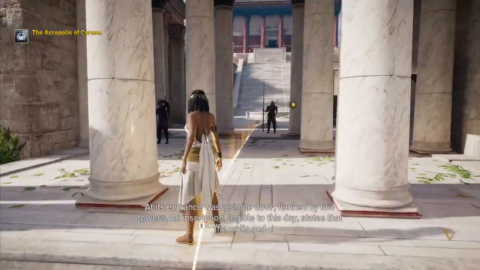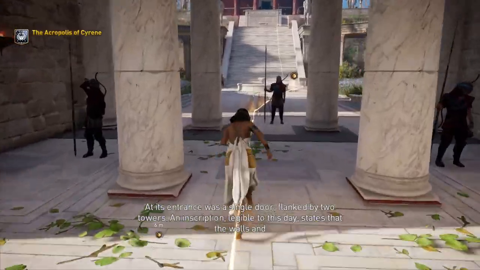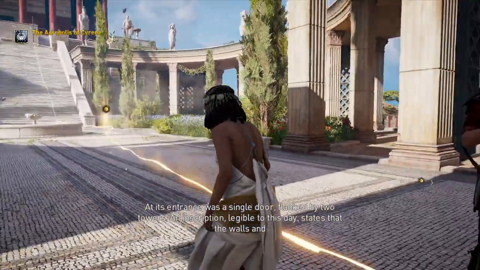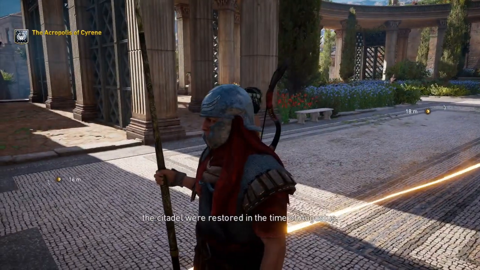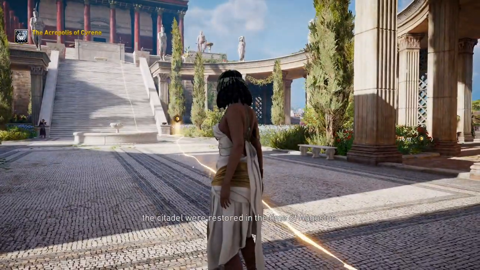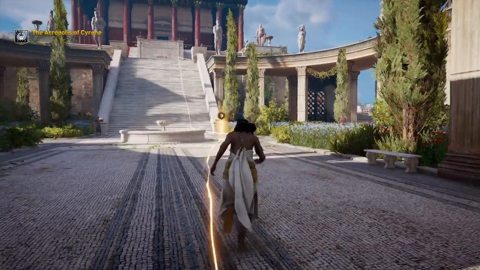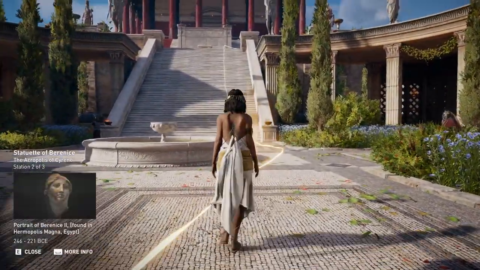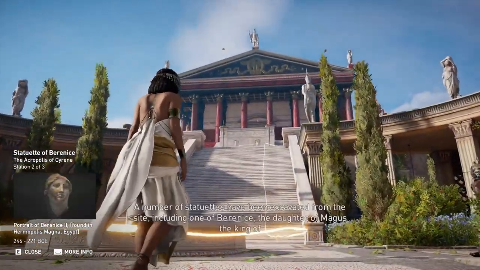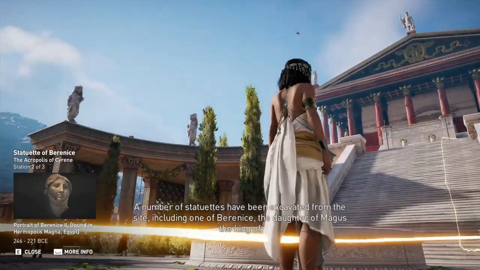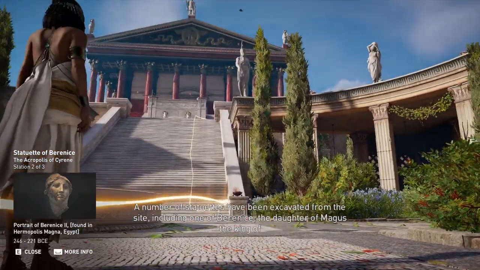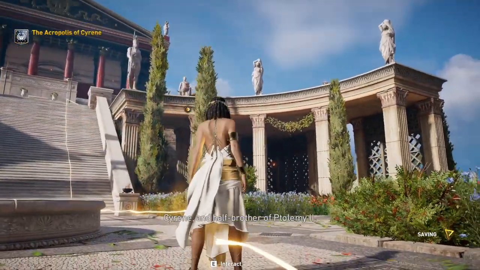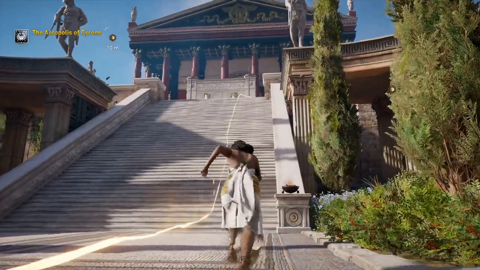At its entrance was a single door, flanked by two towers. An inscription, legible to this day, states that the walls and the citadel were restored in the time of Augustus. A number of statuettes have been excavated from the site, including one of Berenice, the daughter of Magus, the king of Cyrene, and half-brother of Ptolemy II.